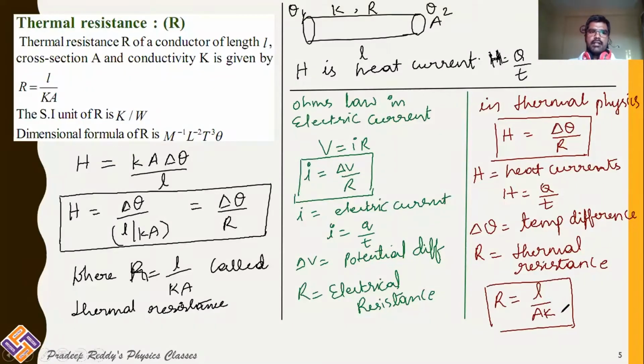This is the equation for thermal resistance, and the unit of thermal resistance is Kelvin per watt. The dimensional formula of thermal resistance is M power minus 1, L power minus 2, T power 3, and theta, where theta is Kelvin. So this is the dimensional formula and unit of thermal resistance. Just like how electrical resistance works in electric current, in the same way thermal resistance works in thermal physics.